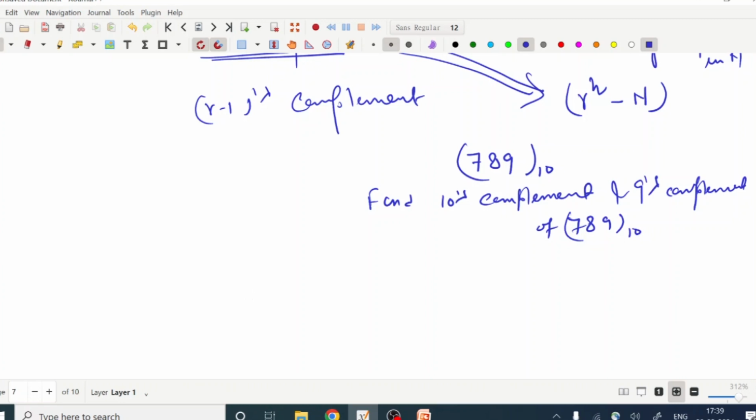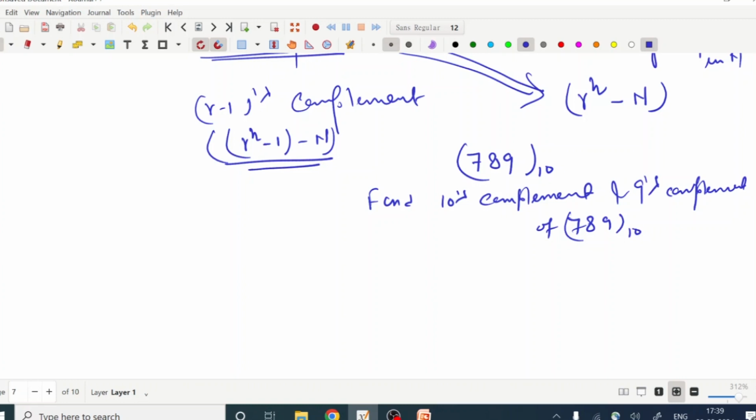What is the formula for finding the diminished radix complement, the r minus 1's complement? It is r to the power n, minus 1, minus N. This is the formula to compute the r minus 1's complement. Let us find the tens complement and nines complement of the number.